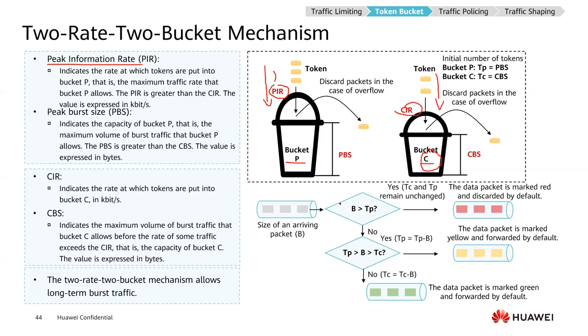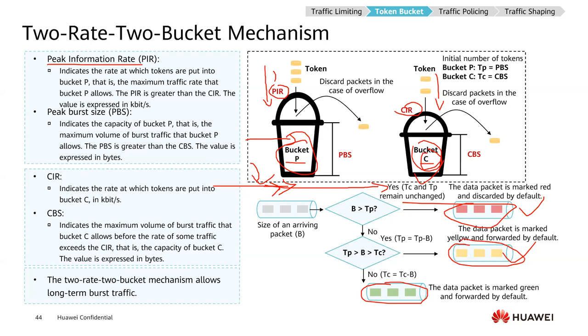When a packet comes in, it is compared with the buckets. If the packet is larger than bucket P, I will mark this traffic red. If the traffic size is smaller than bucket P but larger than bucket C, we will mark it yellow. And if the packet size is smaller than bucket C, we will mark it green. And yellow, for example, we always allow to forward. Which means the maximum speed is, for example, 100 megabits per second.